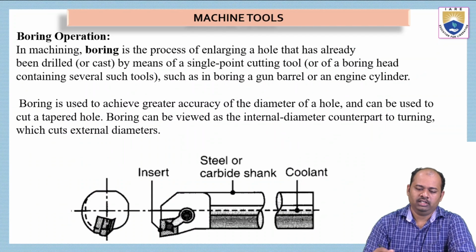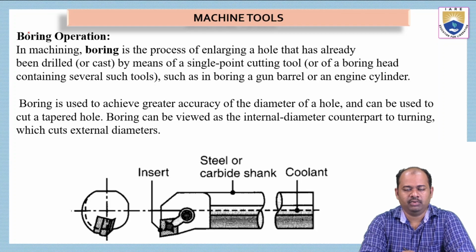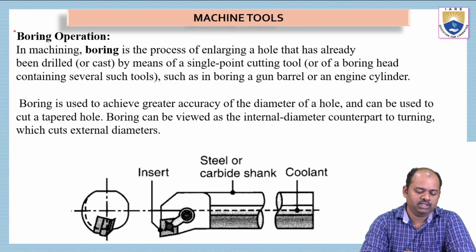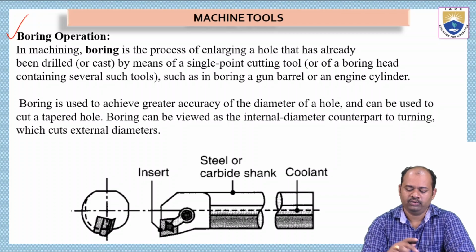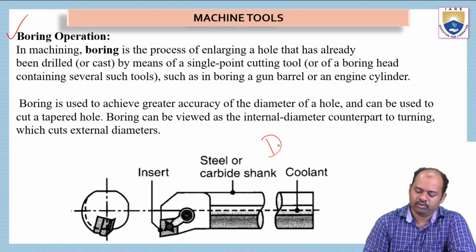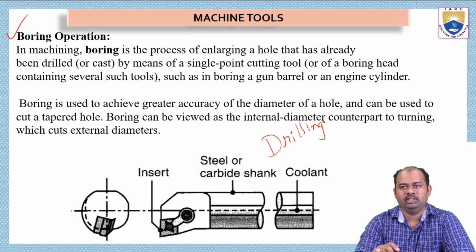And then let us move to another operation which can be performed on a lathe machine. So this was the facing operation, and this is the boring operation. The boring operation itself indicates it is the process of enlarging a hole. Suppose I have a process which we have already discussed in the previous lectures. This process is called drilling. Drilling is a process where we make holes into the workpiece.